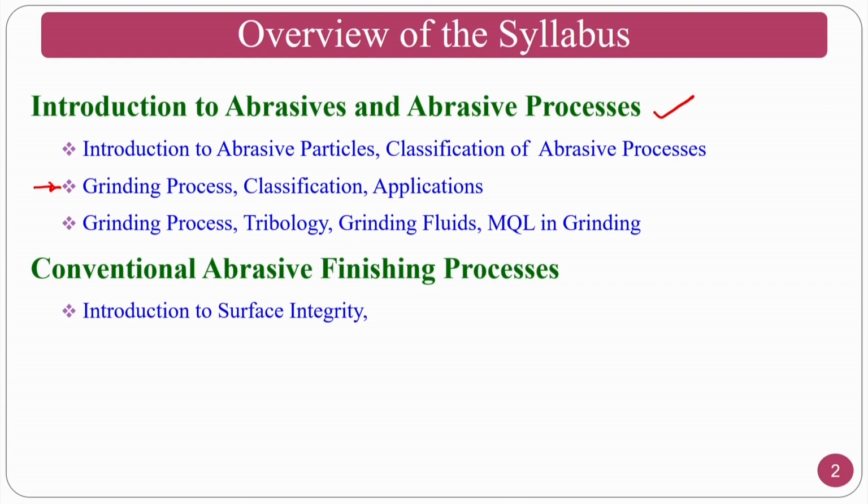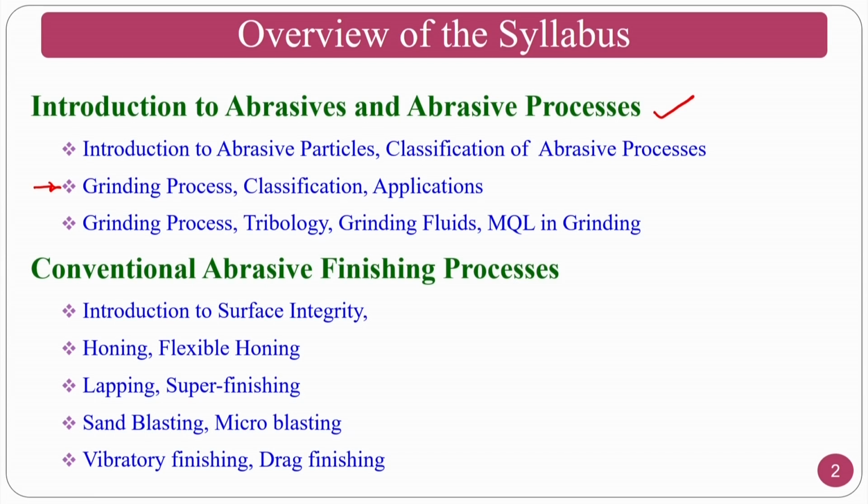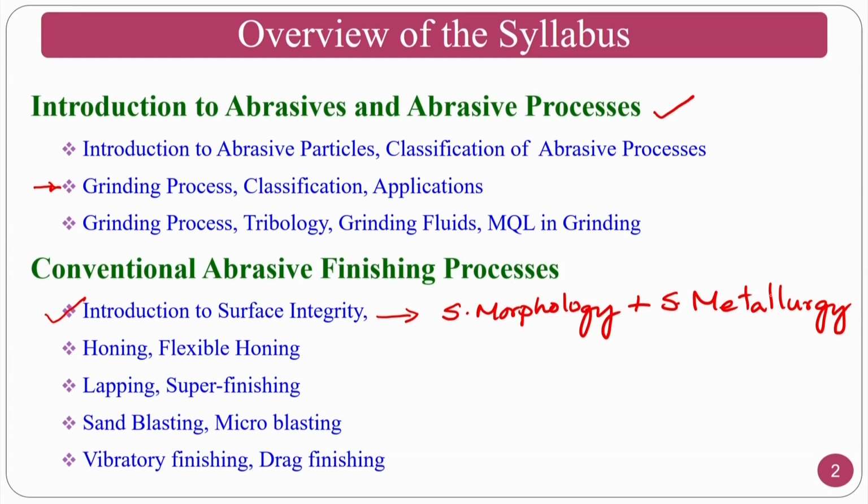So, conventional finishing processes, and we also saw the introduction to surface integrity, because these abrasive finishing processes are mainly for the generation of good surfaces. Surface integrity stands for surface morphology and surface metallurgy. So, these two things we have seen in the grinding process.